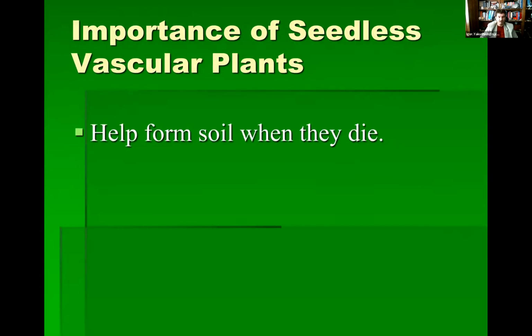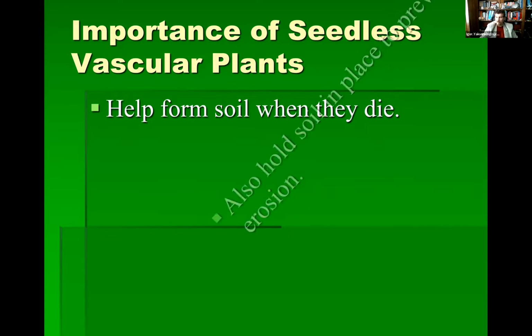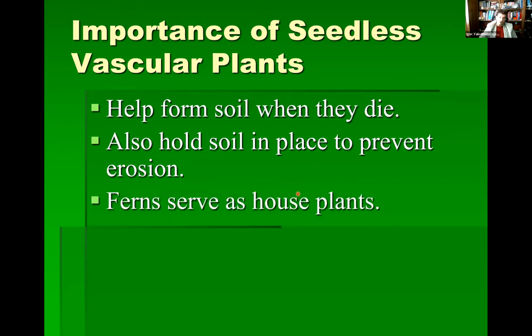And then importance. They help to form soil. Whenever they die, they form soil. That's for the environment, right? They hold soil in place to prevent erosion. We already discussed that ferns can live pretty much anywhere, and they don't really require much soil. So again, another importance for the environment. Now we're using them as house plants.